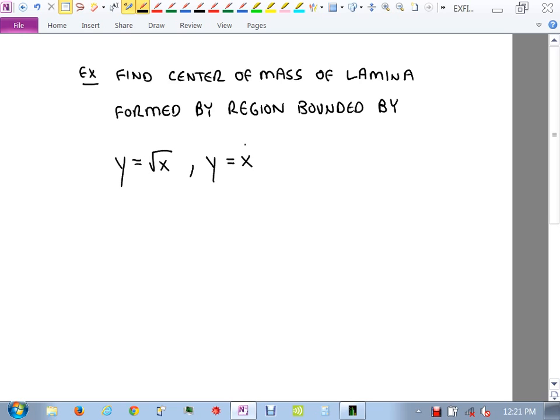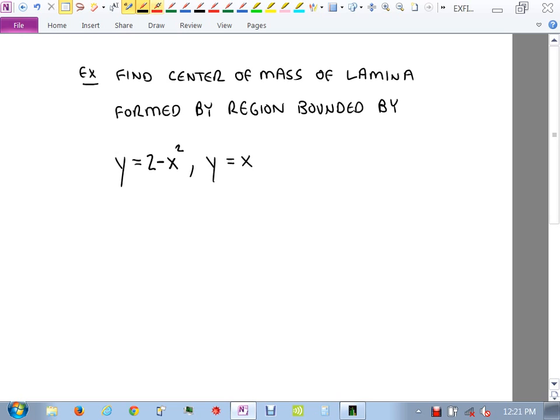I'm going to change it. I apologize. Leave the y equals x. Make this first one 2 minus x squared. Now, we are assuming that this is a homogeneous lamina. It's the same throughout the entire thing.